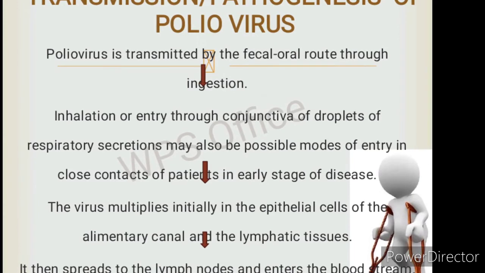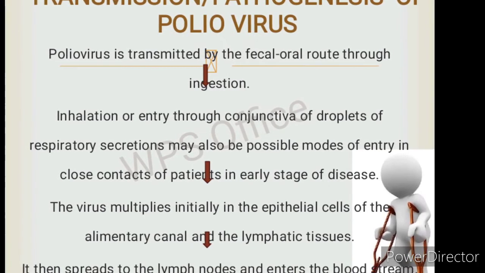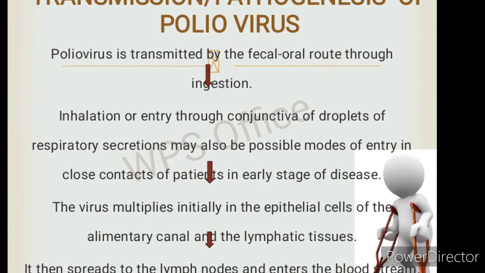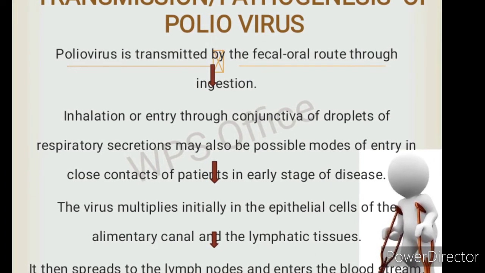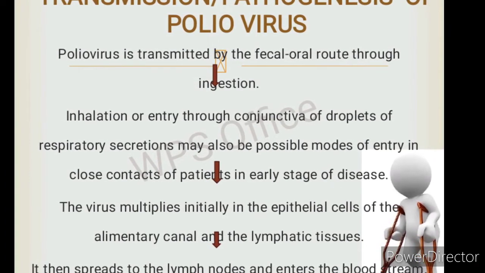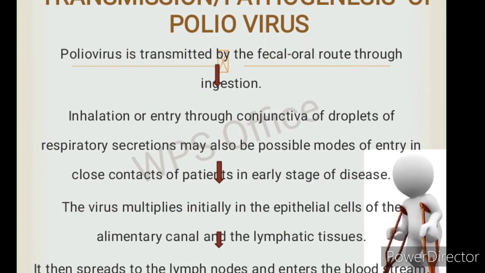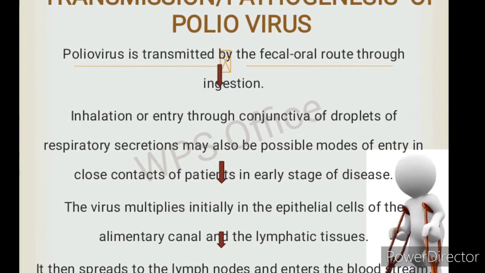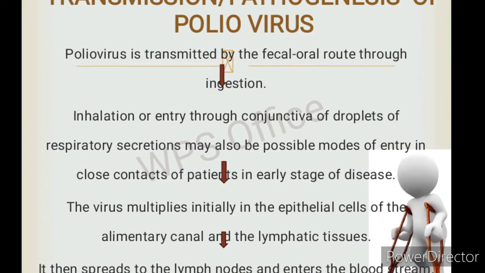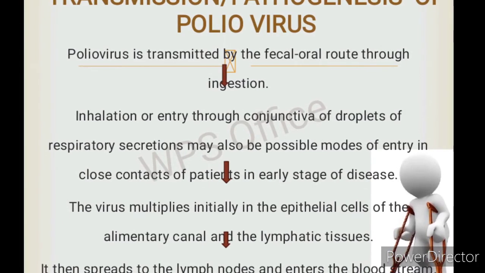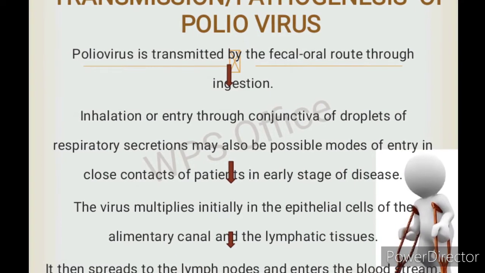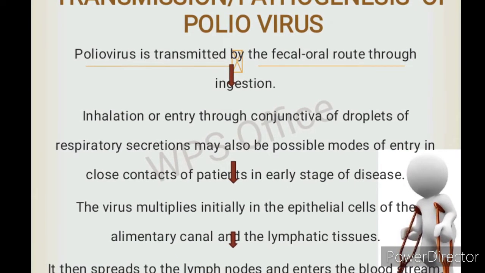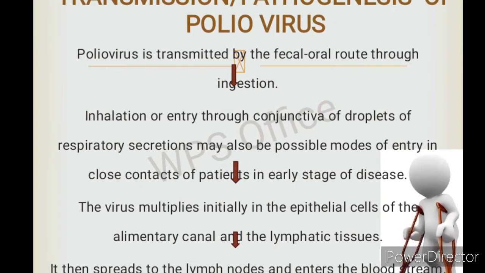Next is the pathophysiology. Here in the pathophysiology, what will happen? First, the poliovirus will get transmitted by the fecal-oral route through ingestion. Then inhalation or entry to the conjunctiva of droplets of respiratory secretions may be possible. Most entry is in close contact. In close contact there will be ingestion, but they will experience inhalation also.